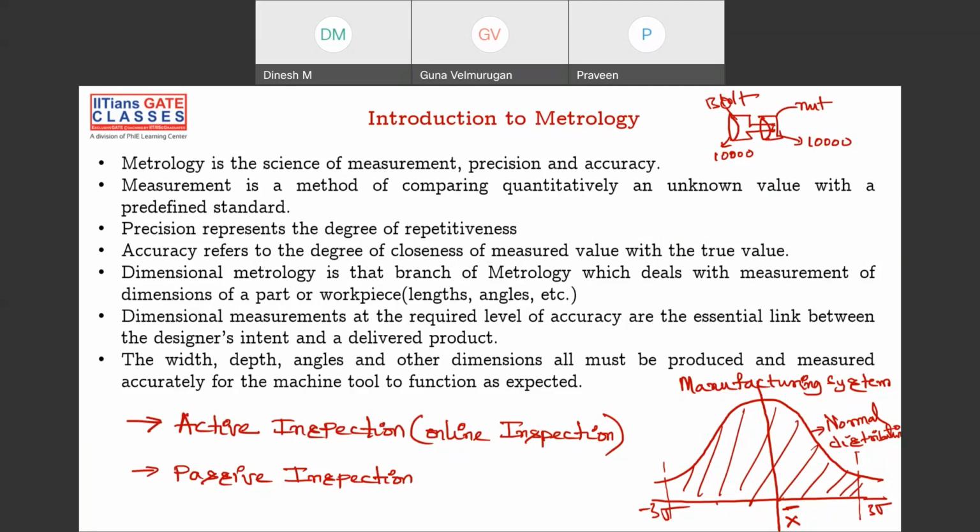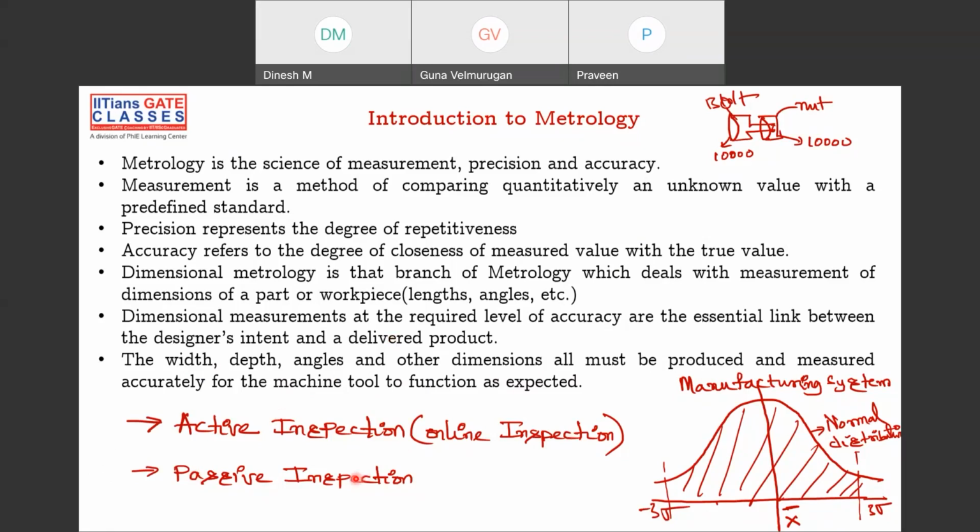Now, the dimensional metrology, let's leave that. The important thing is that the width, depth, angles, and all other measurements must be produced and measured accurately for a machine to function as expected. Active inspection is one way you can inspect online, in the sense that even while manufacturing is going on, it is live. It keeps doing its manufacturing, machining or something else, and you measure it live, in real time. That is your active inspection.